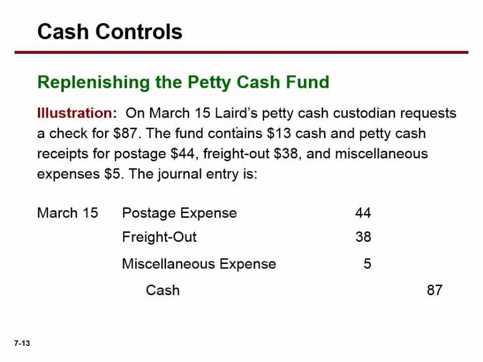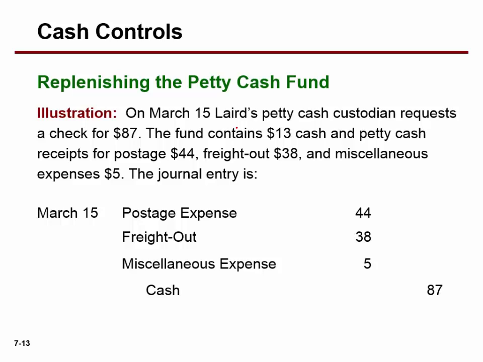But notice what we do. We don't credit petty cash, we credit what? We credit cash for that $87, don't we, and debit the expenses? We're debiting the expenses for the different expenses that are in there. We credit cash. Now, when we credit cash for 87, how much cash is left now? 813. Okay, which is correct.